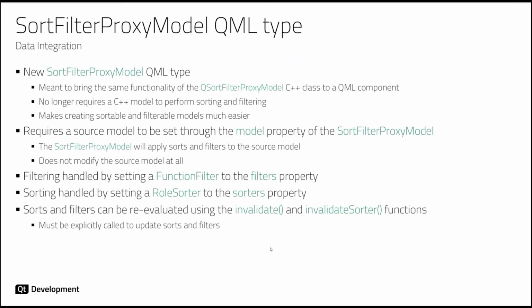Now, filtering can be handled through a function filter using the filters property of the sort filter proxy model, and sorting is handled through the role sorter, or by setting a role sorter to the sorters property of the sort filter proxy model. And then sorts and filters can be reevaluated using the invalidate and invalidate sorter functions. And these do need to be explicitly called in order to update sorts and filters. So when you call these functions, it will basically reevaluate sorts and filters you've applied. So if the user does go ahead and change their sort or filter, you'll need to explicitly call the invalidate functions in order to have them be reevaluated. This does not happen automatically.